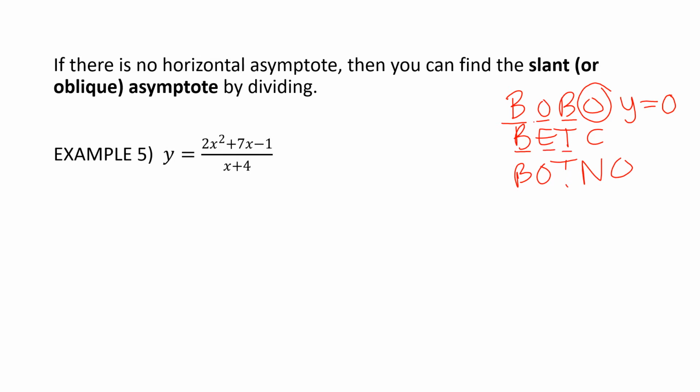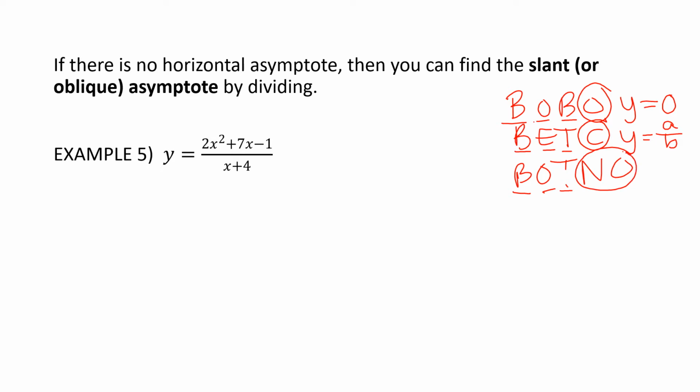So if you have like an x squared on the top and you have an x squared on bottom, all you're going to do is divide those coefficients. So whatever the coefficient of the term is on top divided by the coefficient of the term on the bottom. And last was Botno, which stands for bigger on top. So bigger on top, if you have like an x squared on top but you only have a regular x on the bottom, that means that there's no horizontal asymptote.